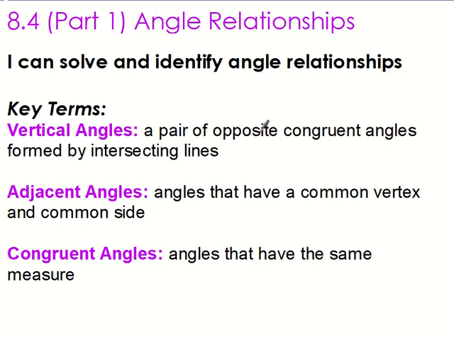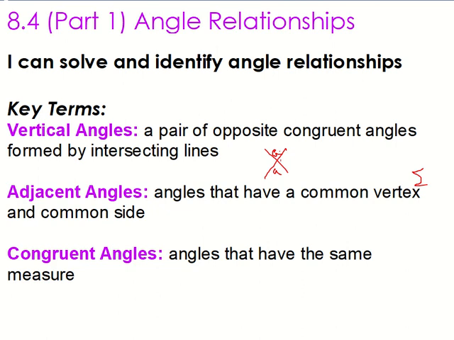We have vertical angles. These are a pair of opposite congruent angles formed by intersecting lines. So if we had these, it would be like A and A, those would be vertical angles because they're a pair, they're opposite of each other, and they're congruent. And I'll explain what congruent is in a second.